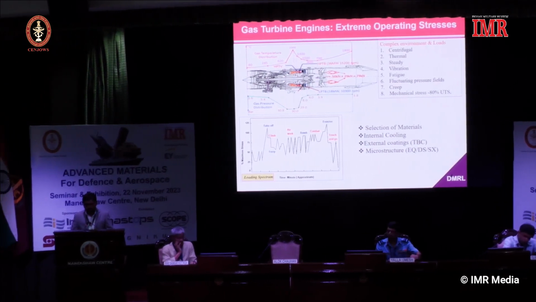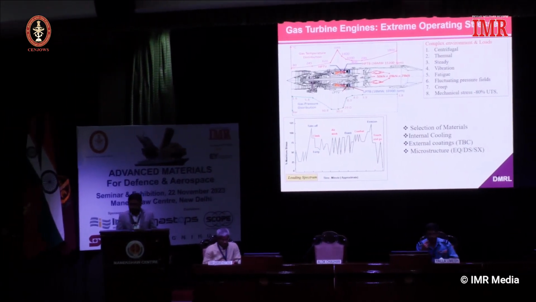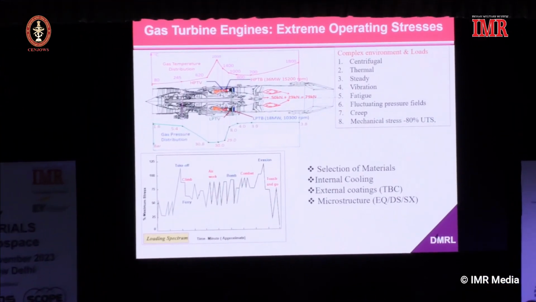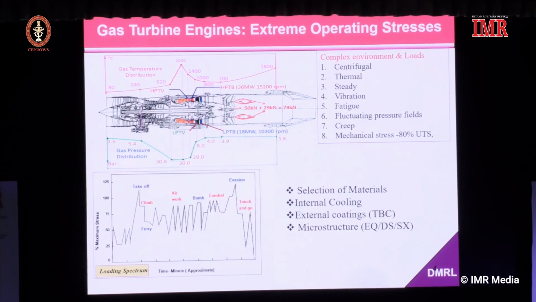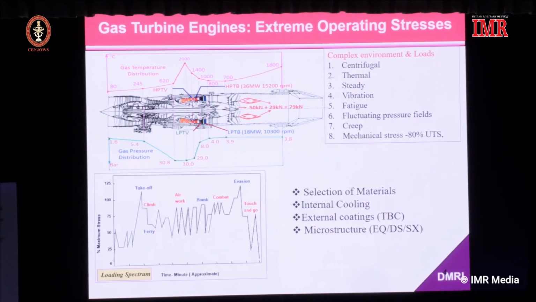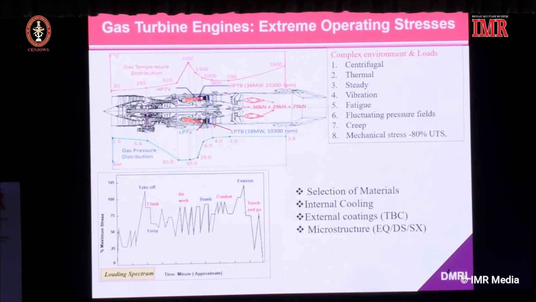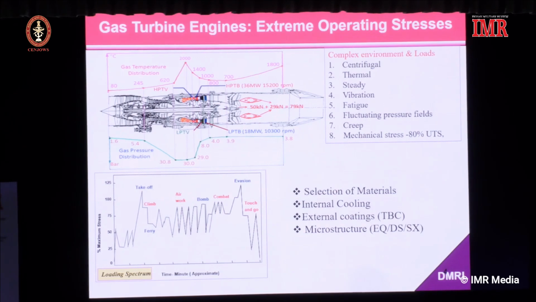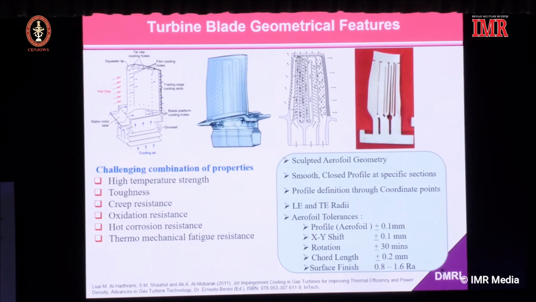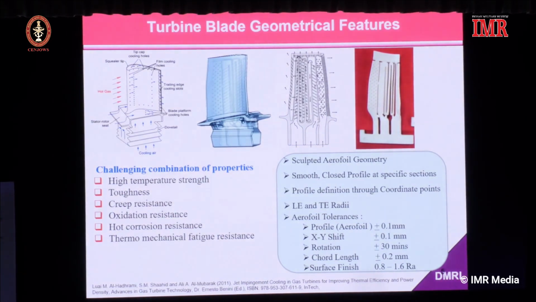How to ensure that these components function their intended job? Of course, design is the first part. Second will be the selection of material. And since I'm talking about high temperature components, they have to be internally cooled, which I'll be showing subsequently. Apart from that, external coatings have also been developed. And yes, metallurgy, that microstructure part also becomes very challenging and crucial so that these components function the way they are. Now from the turbine, this is the slide where I have shown a typical turbine blade.